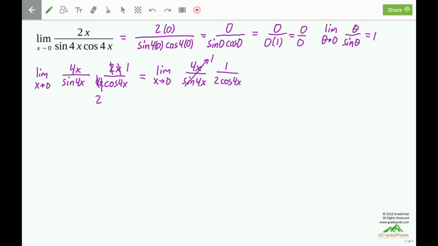The second fraction will have the cosine of a 0, which is a 1, so that's not contributing to the 0 over 0 indeterminate form. We can just plug a 0 in, and we will have 1 over 2 times the cosine of 4 times 0, which is 1 divided by 2 times the cosine of 0. The cosine of 0 is a 1, so we have 1 over 2 times 1, or 1 over 2.